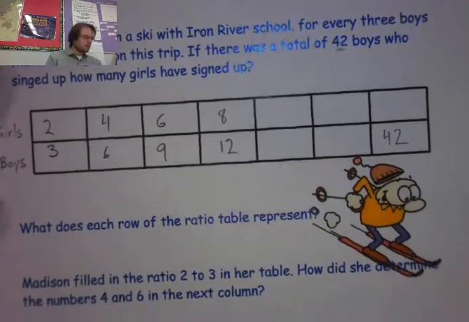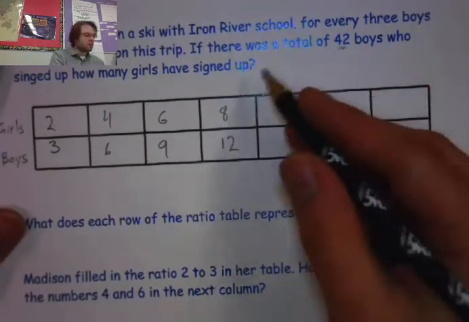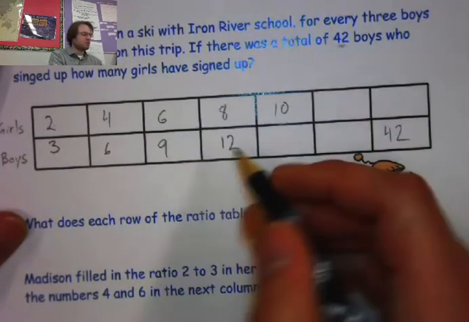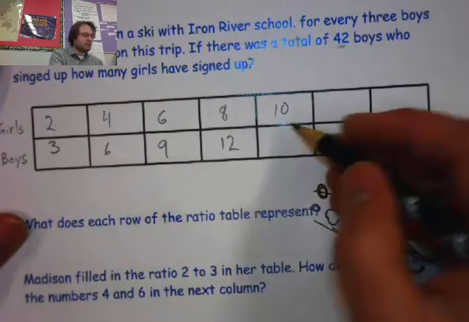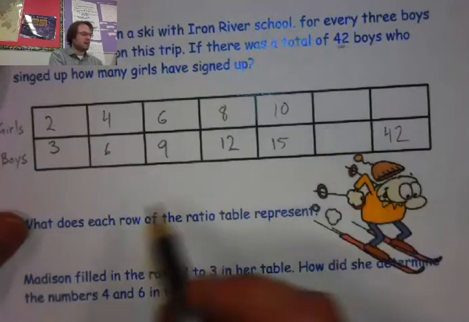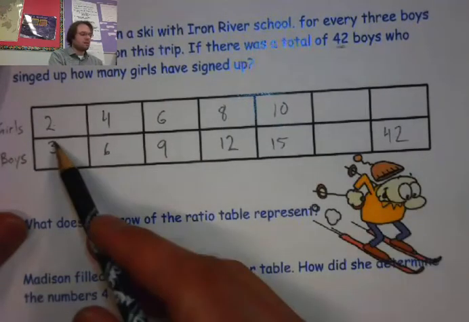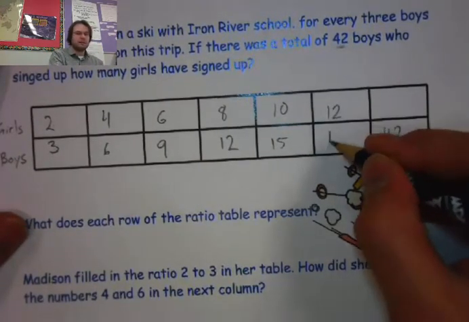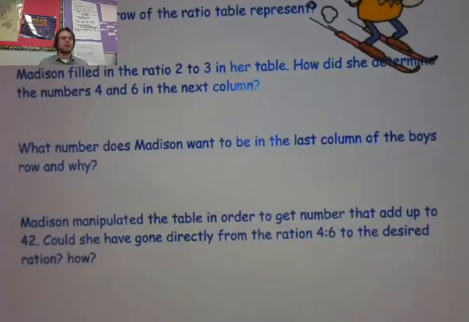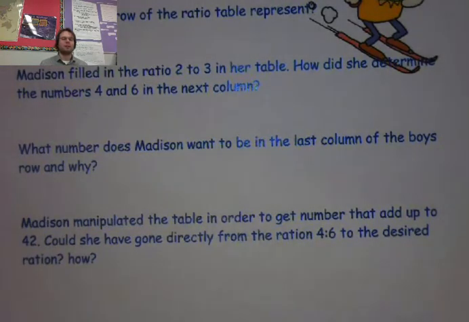Okay? So this is how we do it. Next would be, if we have 10, that's times 5, 15. And then we're going to have, let's say, 10, and next would be 12, and 18. Okay? So then the bottom here, it says, Madison manipulated the total in order to get a number that added up to 42. She could have gone directly from the ratio 4 to 6 to the desired ratio, and how?